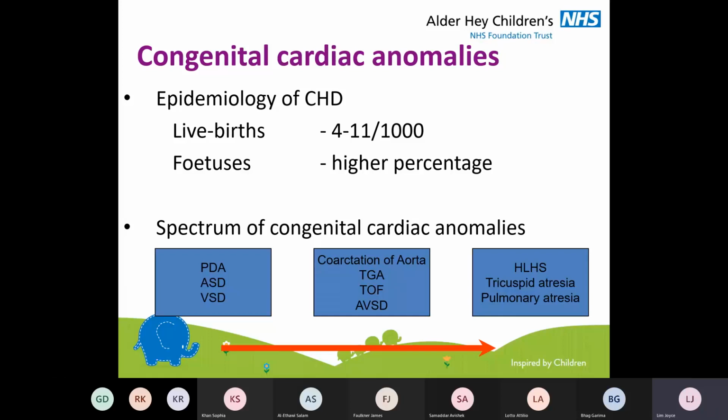So all of you will know that congenital cardiac anomalies can range from very mild problems on the left-hand side of the screen, PDAs, ASDs, VSDs. VSDs can be quite small or they can be quite large, and then it can go on to coarctations of aorta, TGAs, tetralogies, AVSDs, to the other end of the severe spectrum on the right-hand side of the screen, where you have one side of the heart missing, either the right or the left side, hypoplastic left heart, tricuspid atresia, or pulmonary atresia.